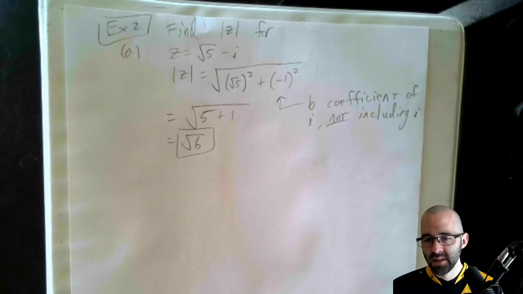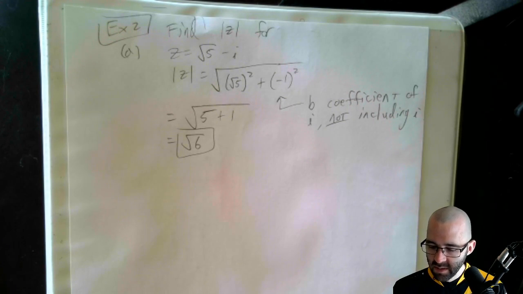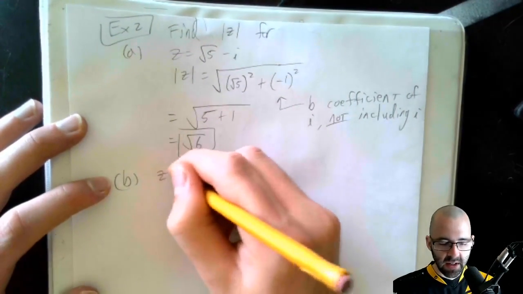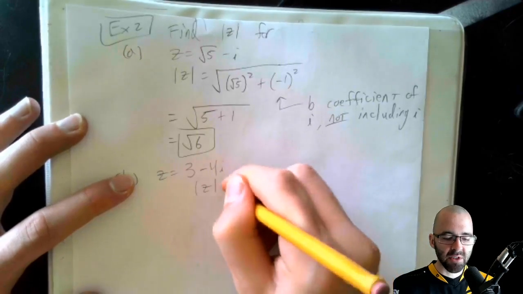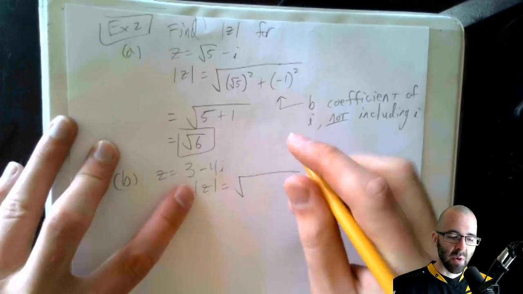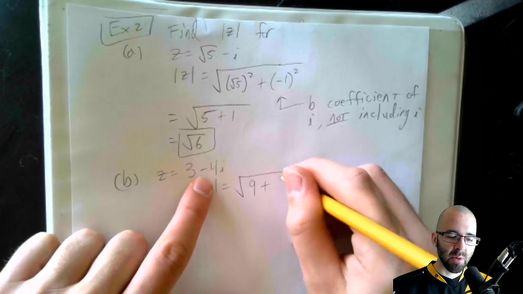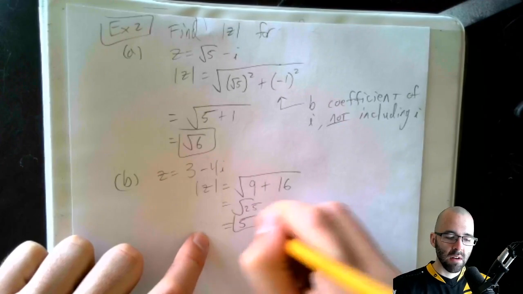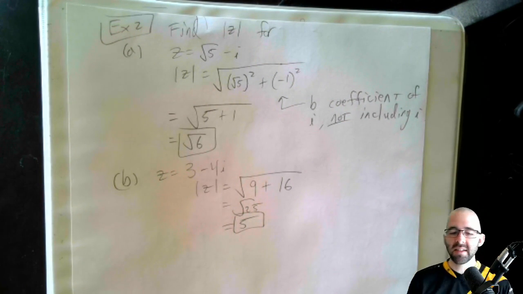Again, we're just going through these definitions pretty quickly so we can get to some more interesting stuff. We can do that with part B. z is 3 minus 4i. We just do the same thing. The modulus of z is the square root of 3 squared, which is 9, plus -4 squared, which is 16. This has length 5.